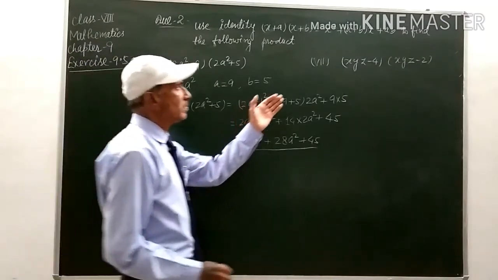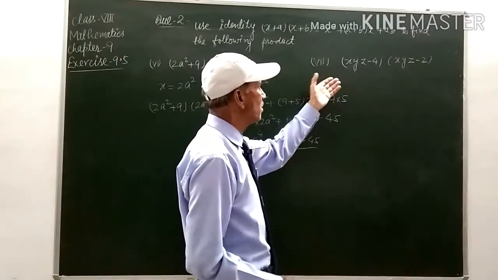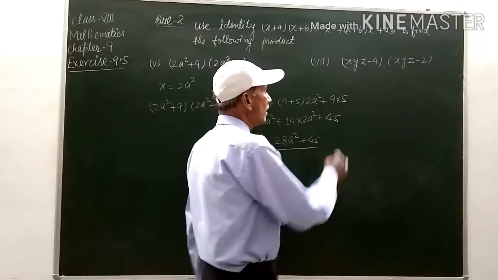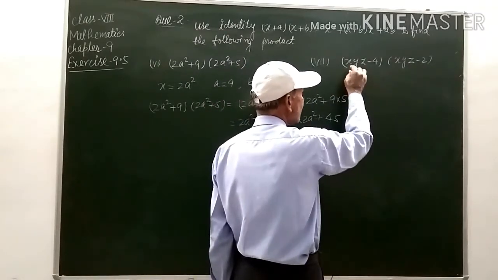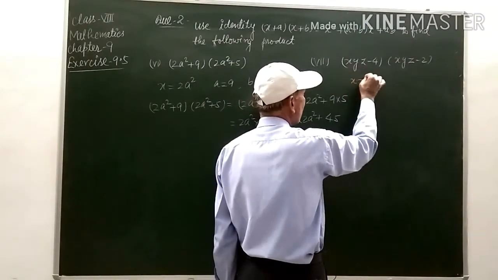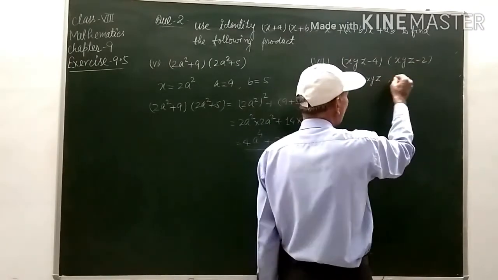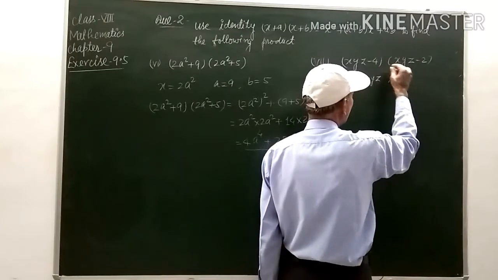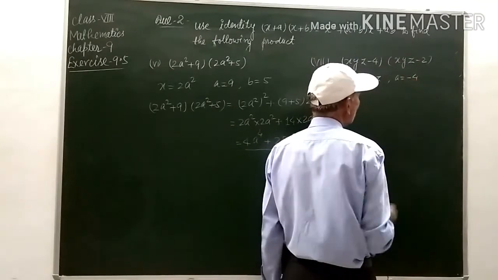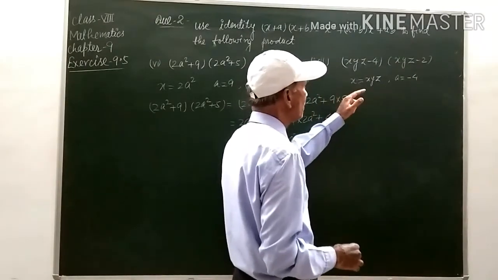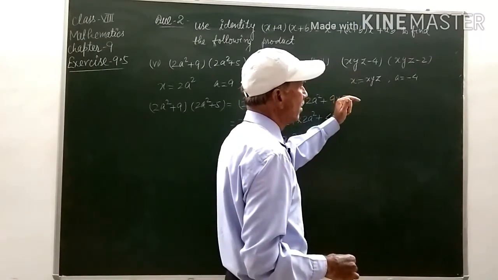Now this one is the last part of this question, that is the seventh part, and in place of x there is xyz, in place of a there is −4. Students, this question is just like question part third. Clear, student?